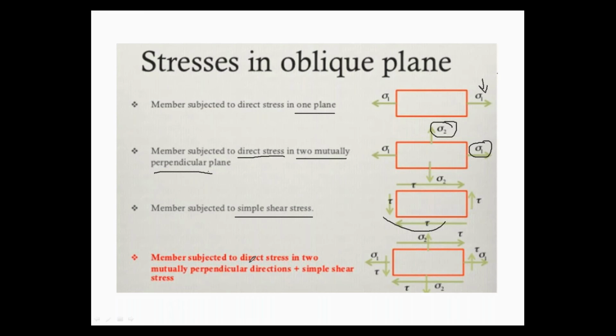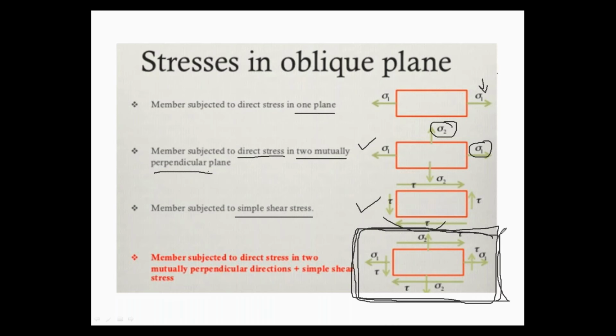Then members subjected to direct stress in two mutually perpendicular directions plus simple shear stress. Now in this case we have considered two different cases. One is considering the normal stress, another one considering the shear stress. This is the most important and most generalized case, and we are supposed to focus on this particular topic and all the things related with it.